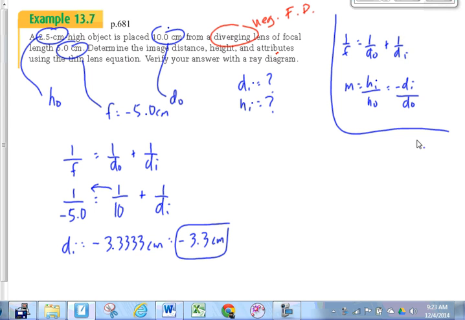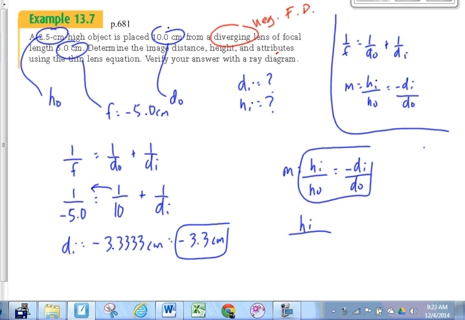Let's try m is equal to hi over ho equals negative di over do for this one. 3 parts to this equation. You only need to use 2 parts, obviously. Probably these 2 parts right there. Hi over 2.5 equals negative di over do, 10 centimeters. Is that right?